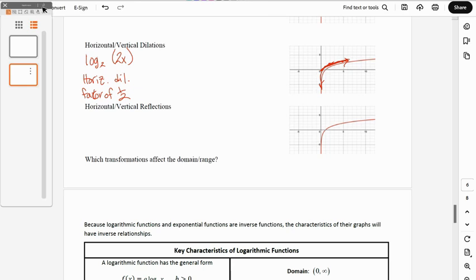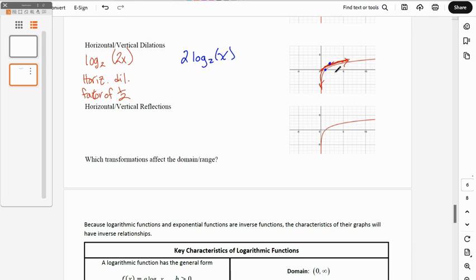So if we want to do a vertical dilation, that might look like 2 times log base 2 of x, and that means our y's would just get multiplied by 2. So with our y value of 0, 0 times 2 is still 0, so that point will be anchored there. And then instead of happening at 1, this will happen up at 2.